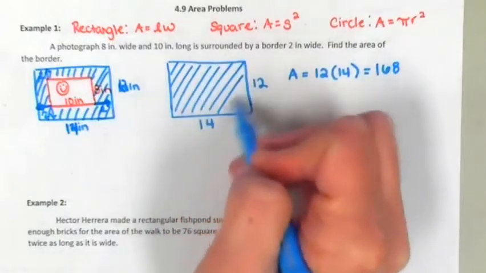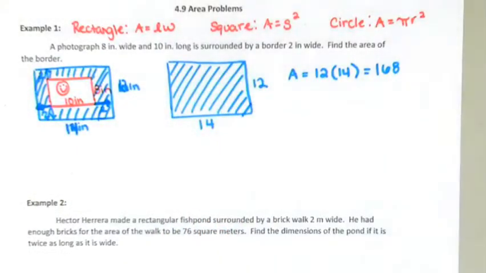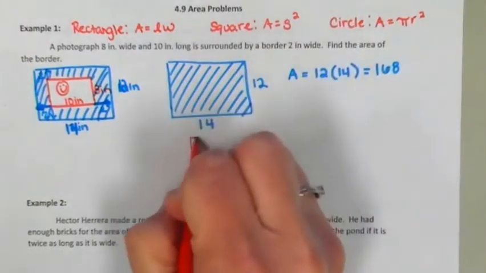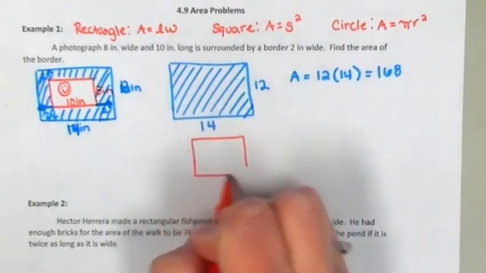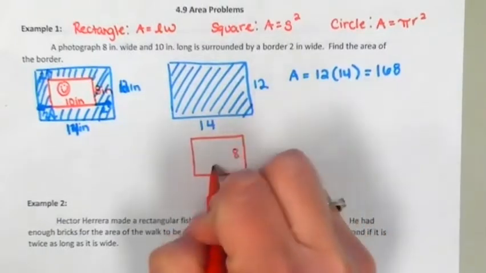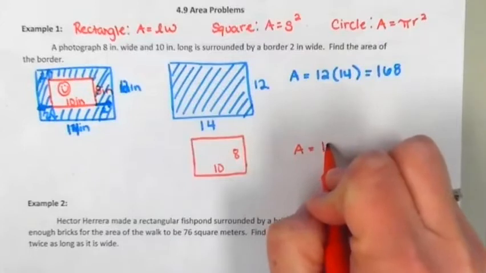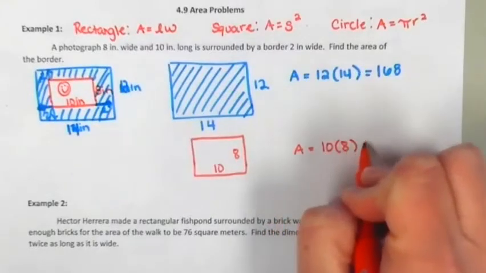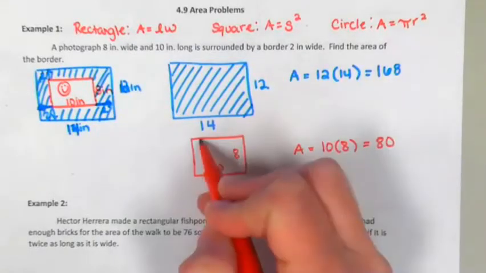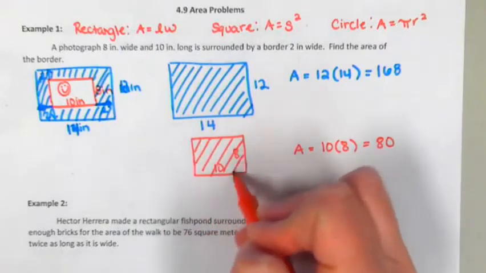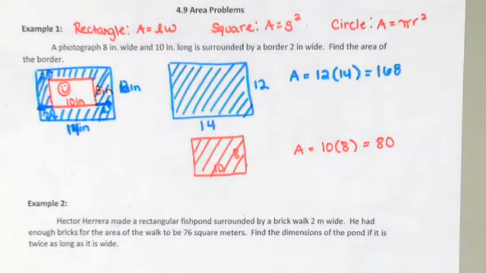Is the entire rectangle my border? No. But we do know we can find the area of the photo. And what do we know about the photo? It is 8 by 10. And how do I find the area of this photo? Multiply 10 times 8, which is 80. So that would be the area of this. Okay, is everyone okay with this?